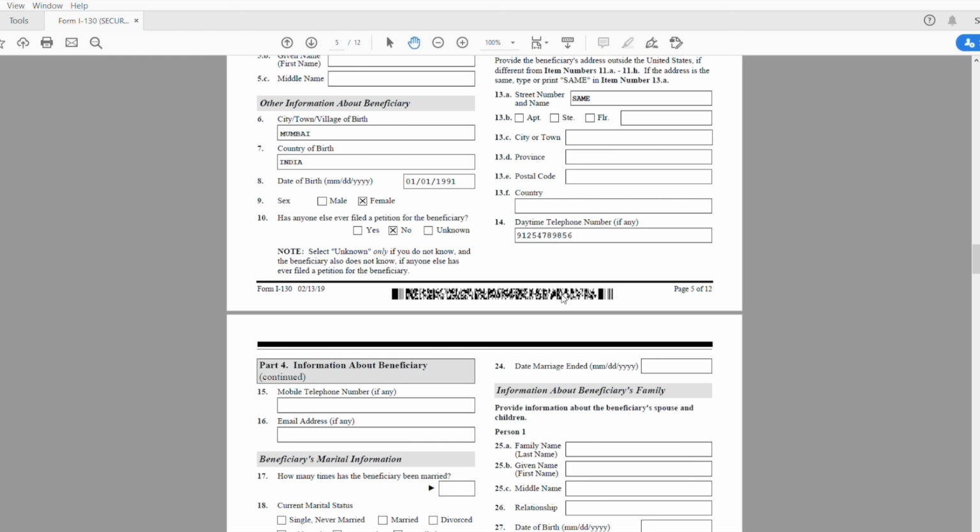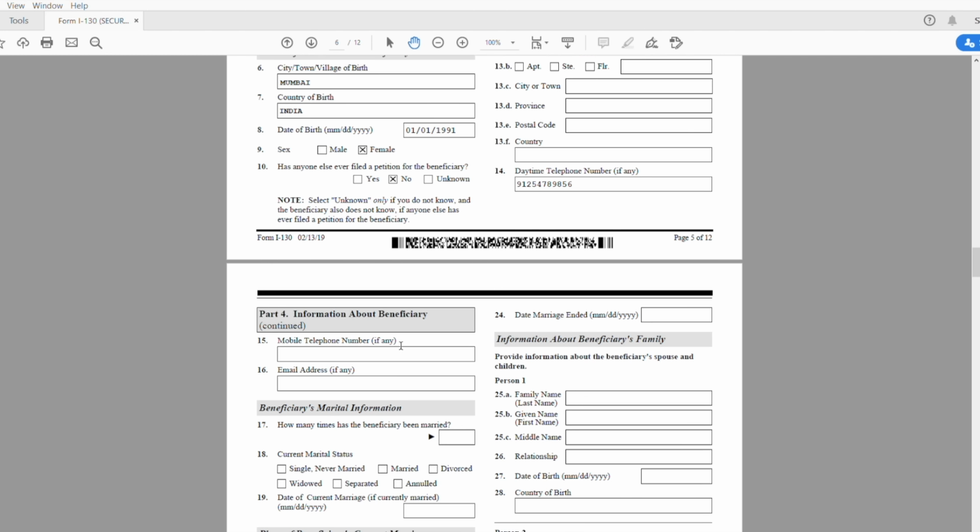All right. And then if she has a mobile number, you can enter it here. And then an email address. So for the purposes of this, we will just put her email address as ppatel1191@gmail.com.